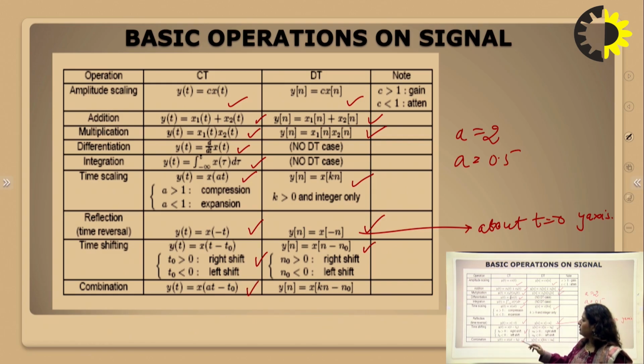Then in combination, you have y(t) equal to x(at minus t0). Here we have scaling as well as shifting, and you can have reversal also. With the value of a, we have to decide whether it is reflected or not. So here we have to follow first shifting, then scaling, and then reversal. In this way, you can easily calculate x(at minus t0) in the form of a graph.